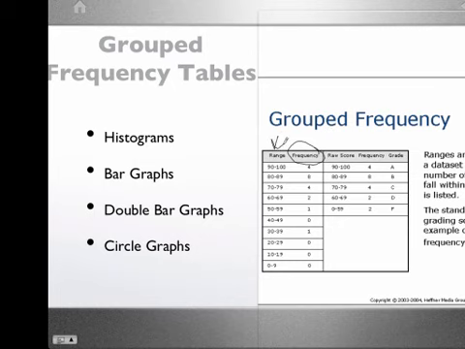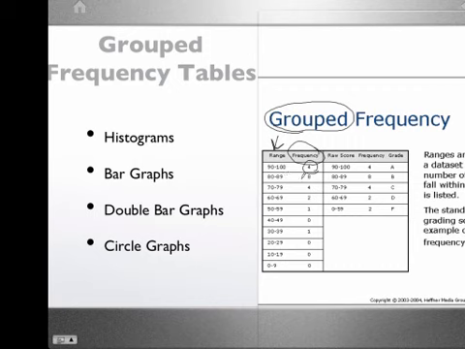Oftentimes, there'll be a range here, and the range indicates that it's grouped. Grouped frequency means that you're putting more than one piece of data together. In other words, all of my scores that are in the range of 90 to 100 will appear right here. So I have 4 scores that are in between 90 and 100.